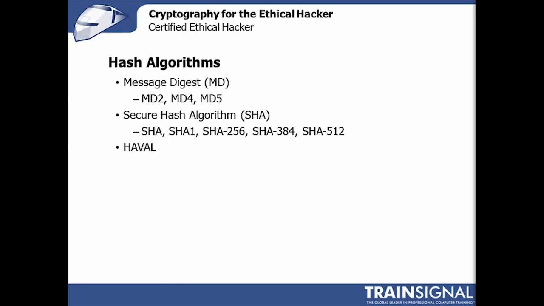And you might wonder what those numbers are after SHA, 256, 384, 512. Those are actually the size of the hash output. The MD2, 4, and 5 numbers actually represent different versions of the message digest algorithm itself.